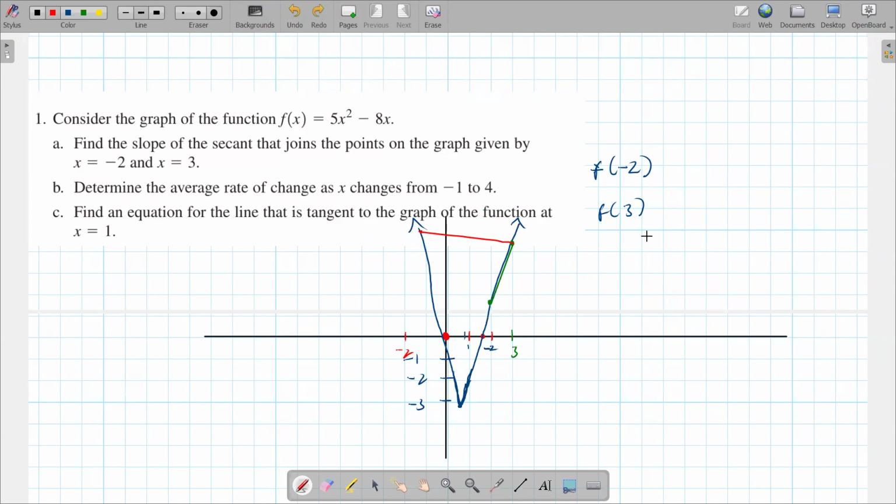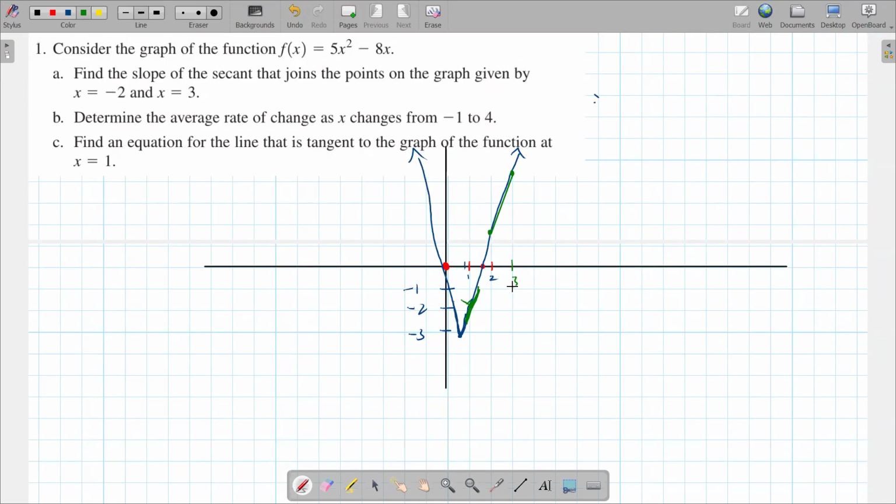This is going to be the tricky question. Find an equation for the line that's tangent to the graph of the function at x equals 1. So at x equals 1, our tangent line would probably look something like this. Now the goal is to find the slope of the tangent line at that point. How do you find the slope of a tangent line?